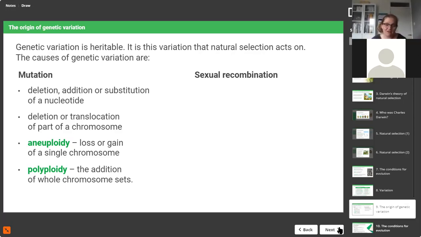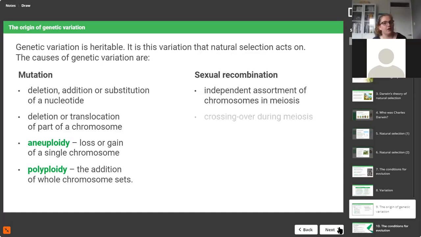Or we can get genetic variation via sexual recombination. Remember, when meiosis happens we have independent assortment of chromosomes. This is why brothers and sisters who have the same parents don't look identical to each other. When the chromosomes line up, you get half from your mother and half from your father, but they're never the same exact half, because they cross over. You get a little bit of this chromosome and a little bit of that one. So we have independent assortment of chromosomes in meiosis, crossing over during meiosis, and random fertilization, which creates genetic variation as well.